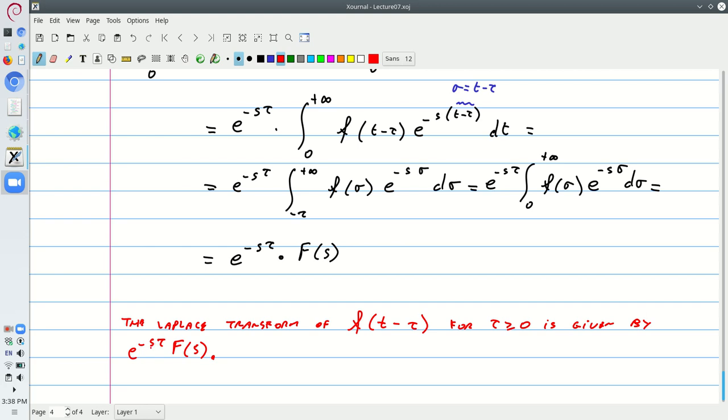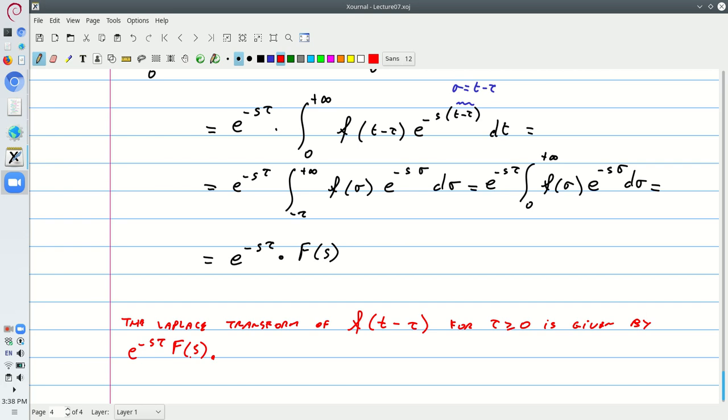Specifically, let's convince ourselves that this is correct. When tau is equal to 0, nothing should change, and indeed when tau is equal to 0, this exponential of minus s tau becomes 1, and so we are not changing. If there is no delay, the Laplace transform is actually not changing. Okay, so this is the delay property.